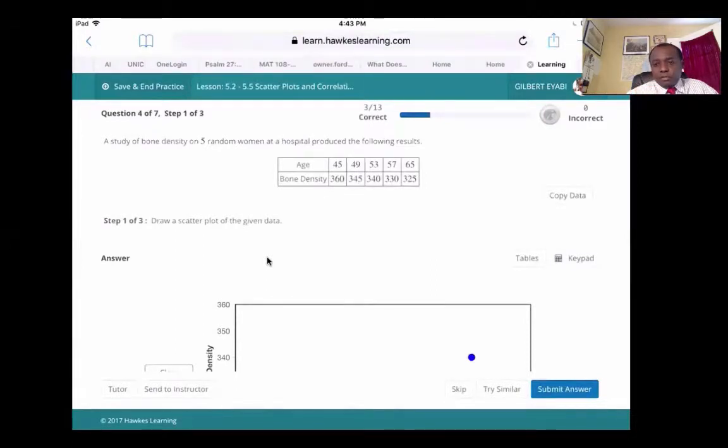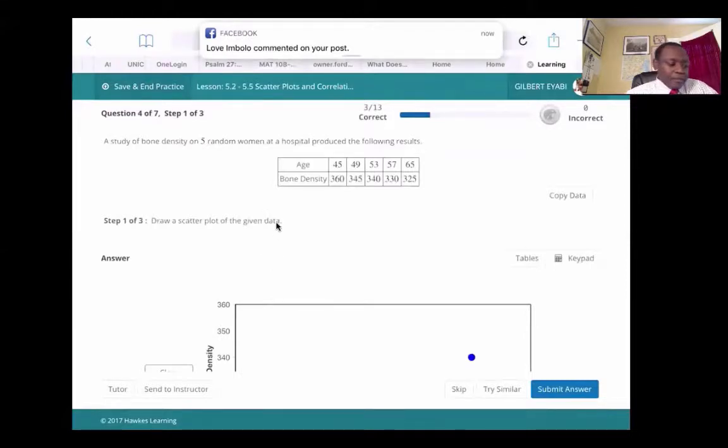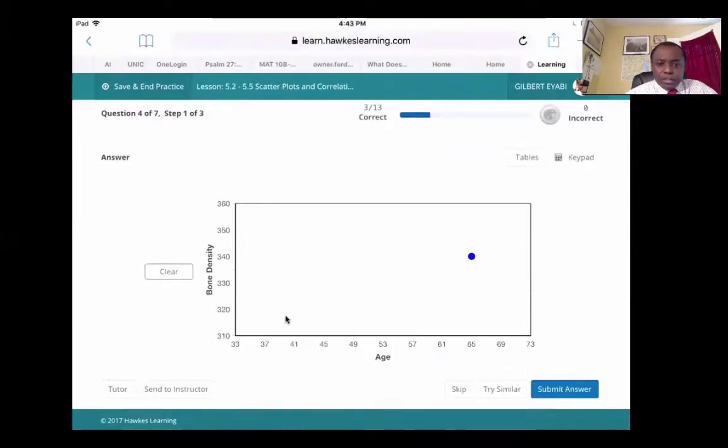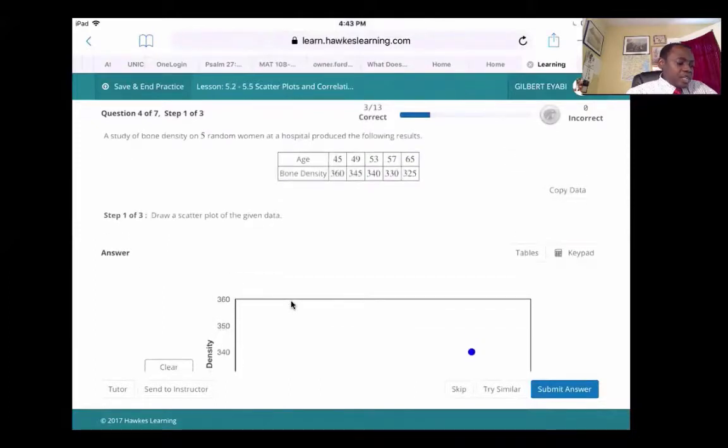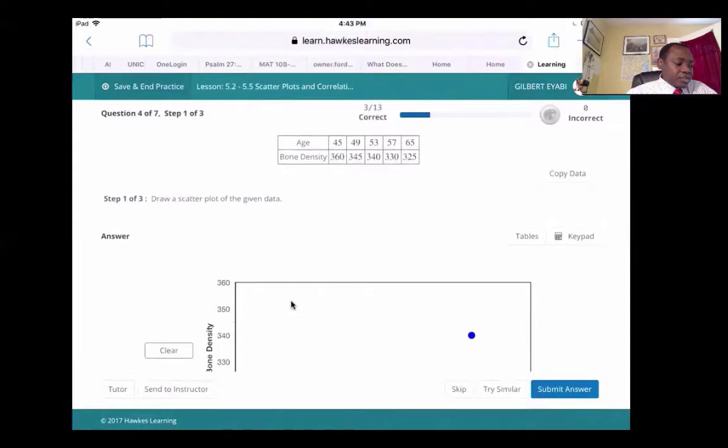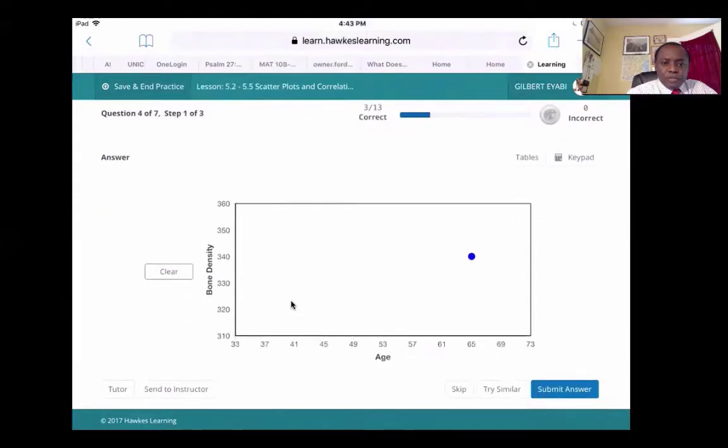But for Hawks, you do not need technology because the points are very few and they've already given you a template to work with. So let's see what we have here. The first is, when age is 45, bone density is 360. So let's look at 45 and 360 is right up there. So 45 and 360, that'll be right there.